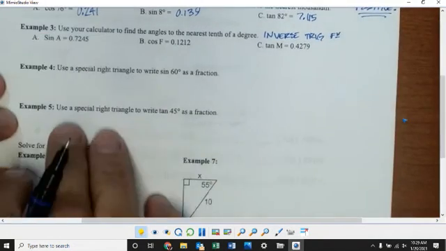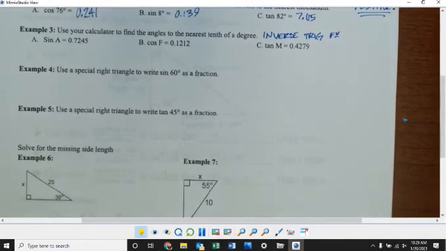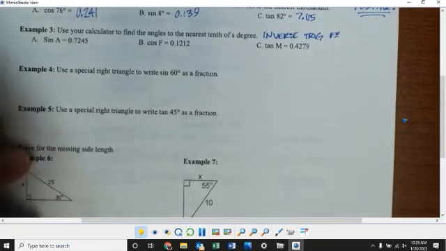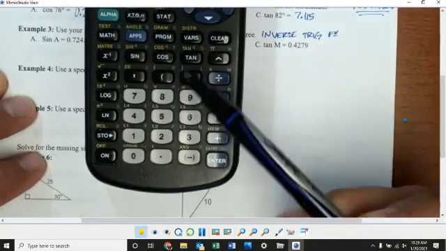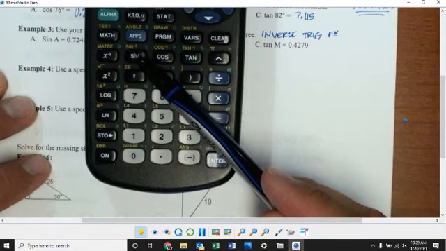So this means that if I had sine A equals 0.7245, just like you undo something squared by doing square root, and if you have a square root, you undo it by doing squared, if I have the sine of something, I undo it by doing sine inverse. So on our calculator, it's the second function of the sine key.